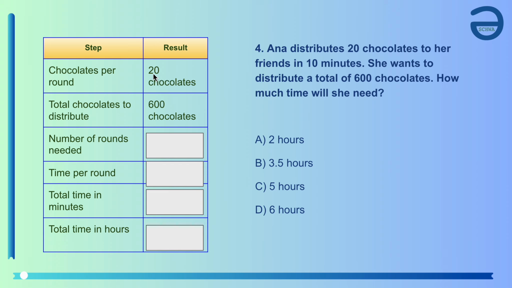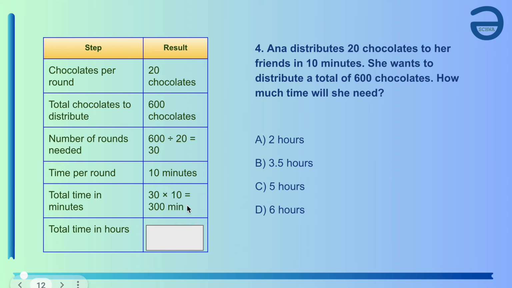So how many rounds is she going to need? She's going to have to do 20, then again 20, that makes 40, then again 20, that makes 60, and she has to do that many times. So to get to 600, how many rounds? That's 600 by 20, that's 30. So she has to do this process 30 times to finish all of her chocolates. And each time she does it, she takes 10 minutes. That's the time per round. So the total time will be those 30 rounds into 10. That's 300 minutes.